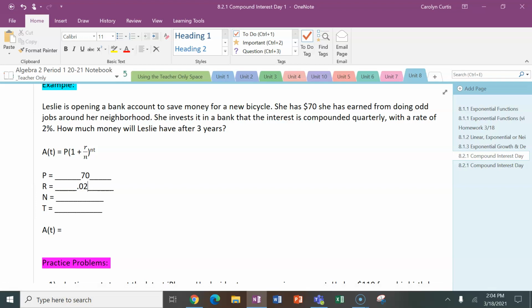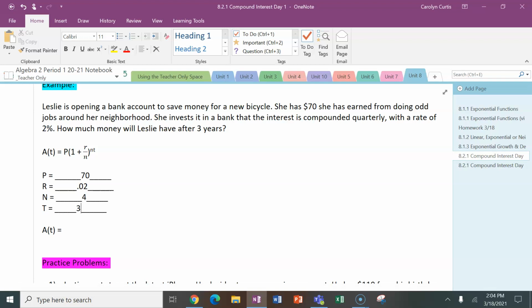N is the number of times it's compounded in a year, and it says it's compounded quarterly. So that means it's compounded 4 times. So N is 4. And then T, we have 3 years. So T is 3. So now we have all of the pieces of information. We're just going to rewrite our equation and plug those pieces in.